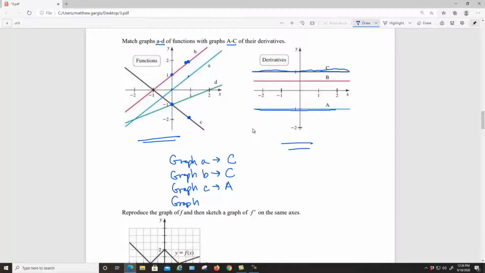And then the graph lowercase d has a slope. If I take this point and this one, the slope is up 1 over 2. So I have a slope of 1/2. Well, that would be the line y equals 1/2, which is B.